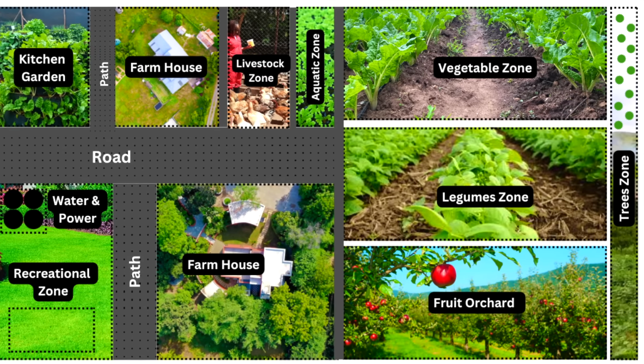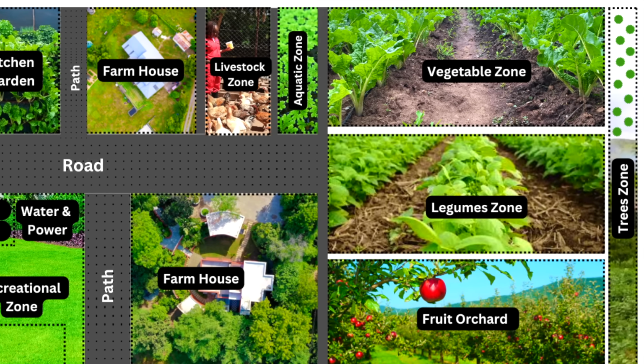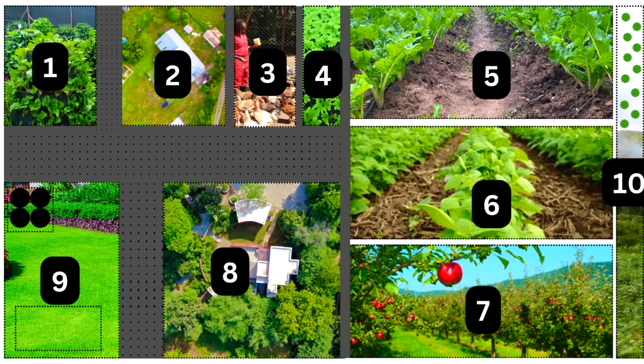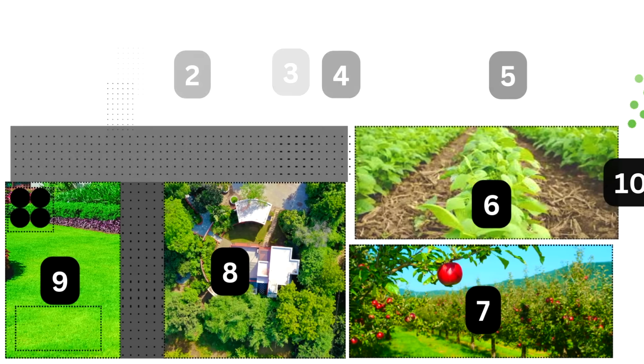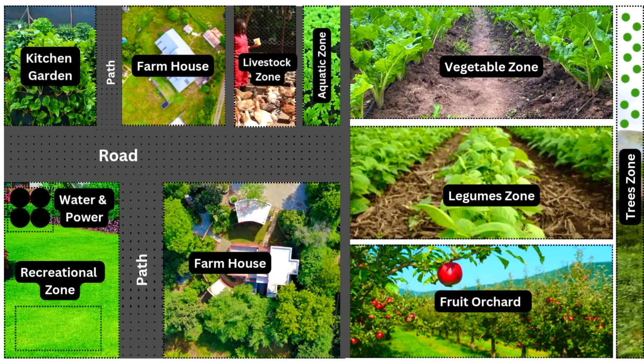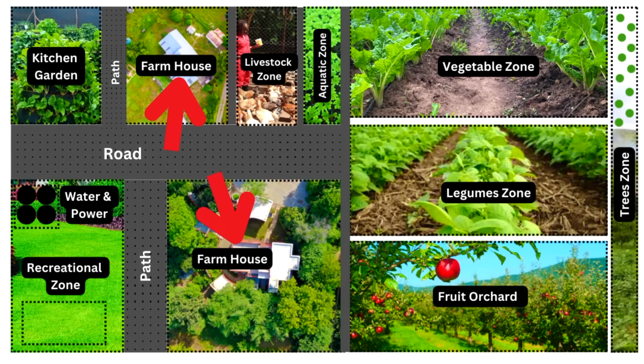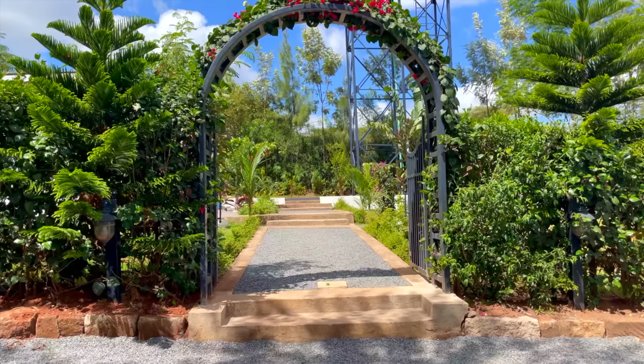Factor number 3 is to plan your farm zones strategically. Dividing your farm into zones increases efficiency and minimizes unnecessary movement. By grouping similar activities together, you improve workflow and productivity. At Kijani Farmstead, we have a residential zone. Here we have placed our home strategically for easy farm access.